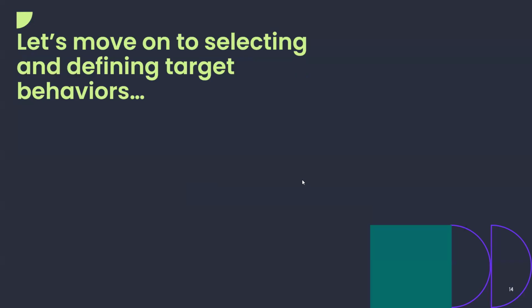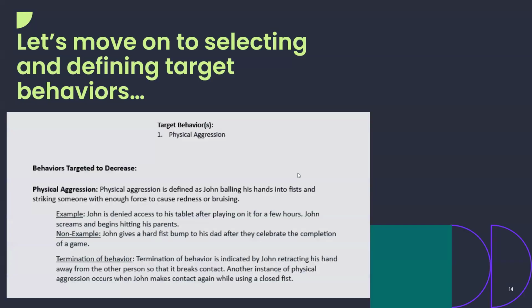Let's move on to selecting and defining target behaviors. Again, I'll give you a second to pause and think about what behaviors we might include in this BIP from the example scenario. And pretty clearly, it should just be the physical aggression here. I define physical aggression as John balling his hands into fists and striking someone with enough force to cause redness or bruising. So this is a topographical definition of the physical aggression. So basically what it looks like.